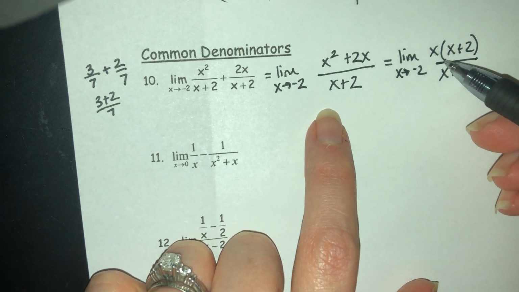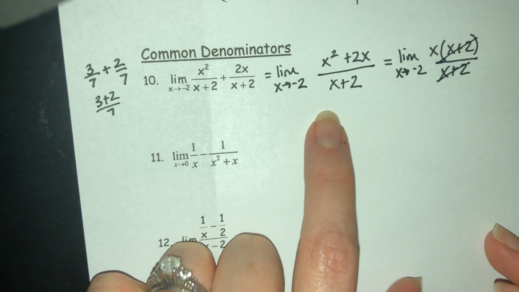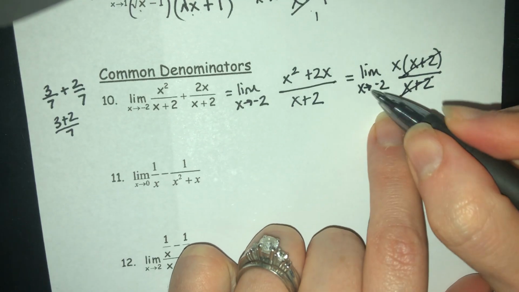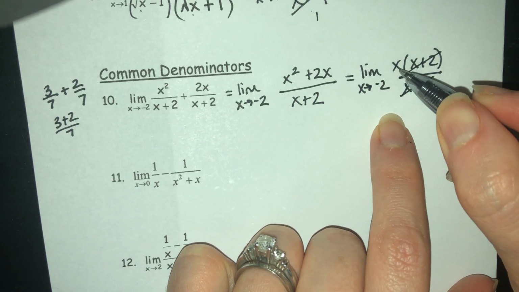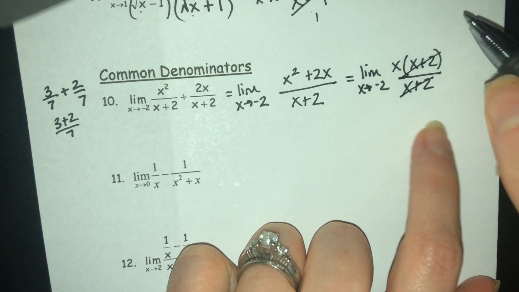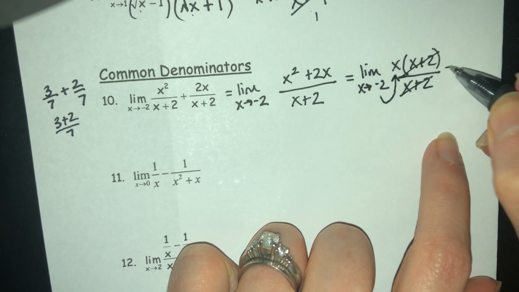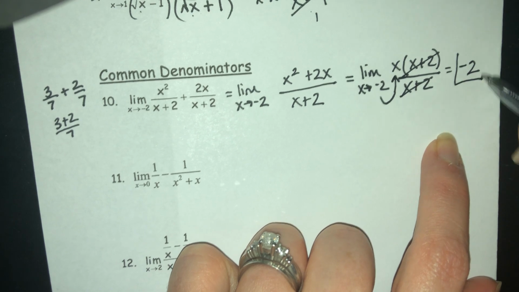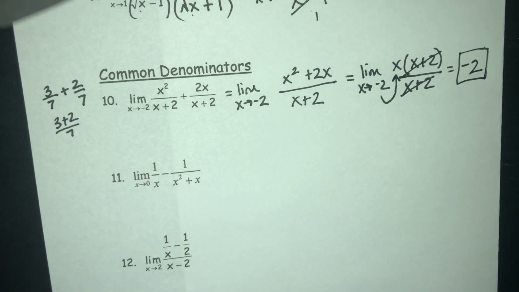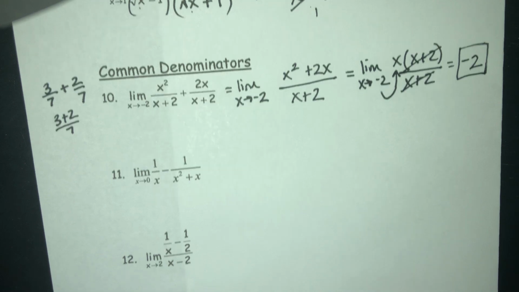So now we're going to take x plus 2 and divide it by x plus 2, which means I'm just doing the limit as x approaches negative 2 of x. All that's left is an x. So if I plug my negative 2 in place of my x, this just equals negative 2. That's the answer. We're done. Woohoo! Okie doke. So next, let's look at number 11.